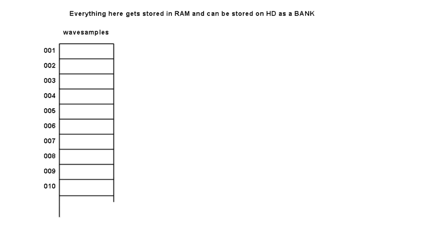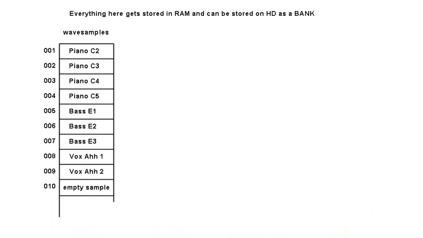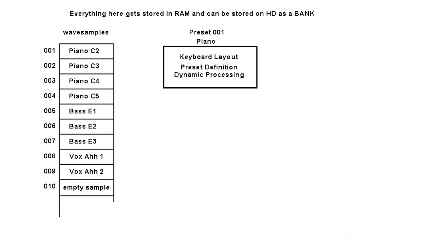Here's a quick rundown on how the ESi32 stores things internally. It all starts with wave samples. We load wave samples into a location. These are the raw wave samples, and then we use sample management and digital processing in the ESi to manipulate these wave samples. Then we create a preset to make an instrument.